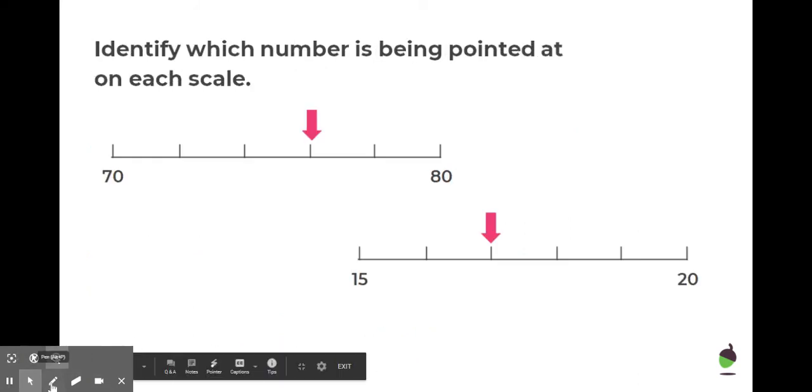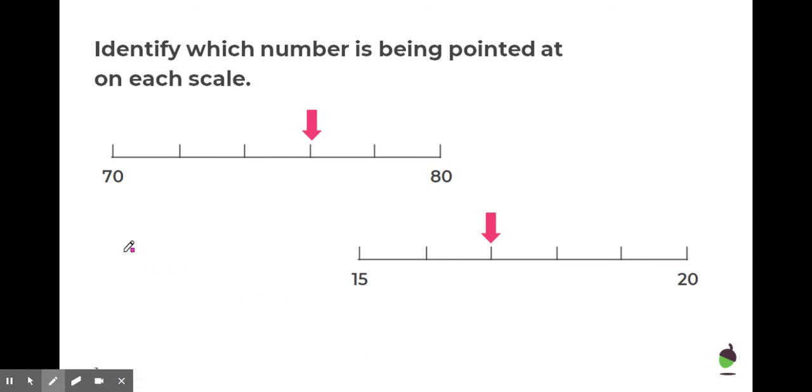Just a quick activity for you to do here. Identify the number that is being pointed at on each scale. So this one here is going from 70 to 80. You've got 1, 2, 3, 4, 5 spots in between, so it's going to go up in 2s. That would be 72, 74, and here would be 76, then 78, and 80. And on this one, we've got 15 and 20. So we'd go 15, 16, 17, 18, 19, 20.